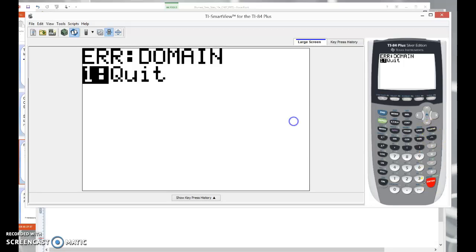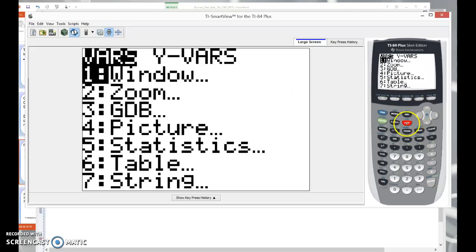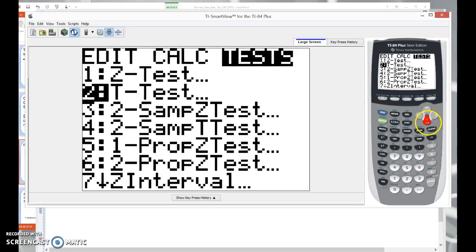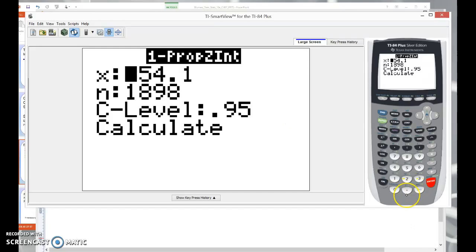All right, so we actually have to figure out what that X value is. It's not going to do that math for me. So I'll go back to the 1-PropZInt. Okay, there's that A option. For those of you who want to go quickly to it, you can go alpha A. All right, I did the math of doing that.